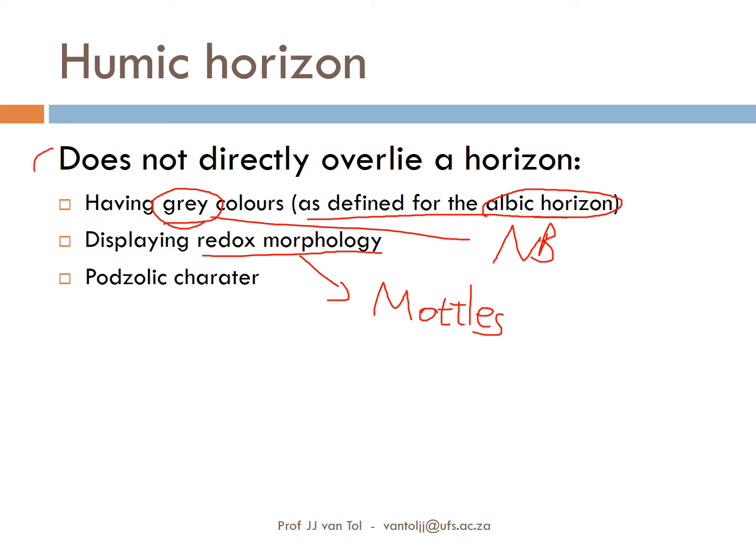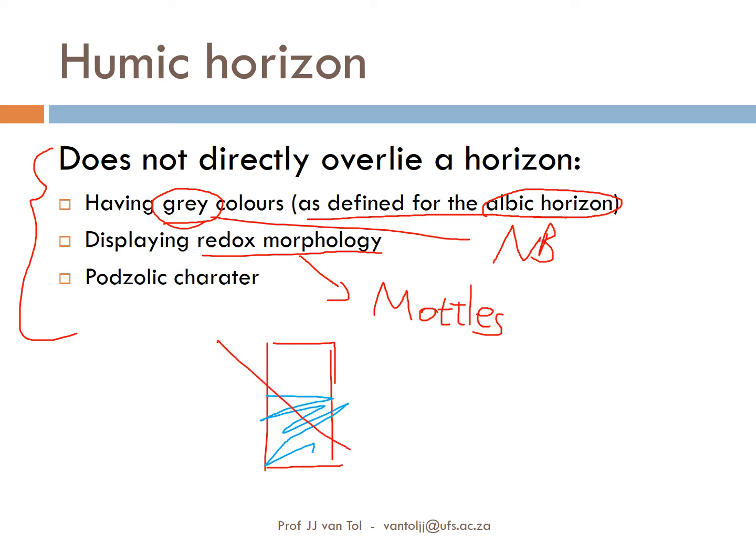You read redox morphology, it means you've got mottles, or podzolic character. So essentially, this criterion just tells you that if you've got a humic horizon, water is not standing here. There's no water standing there. That's not a humic. A humic horizon is a freely drained horizon. Water comes in and it drains out, taking with it the calcium, magnesium, potassium, and sodium.